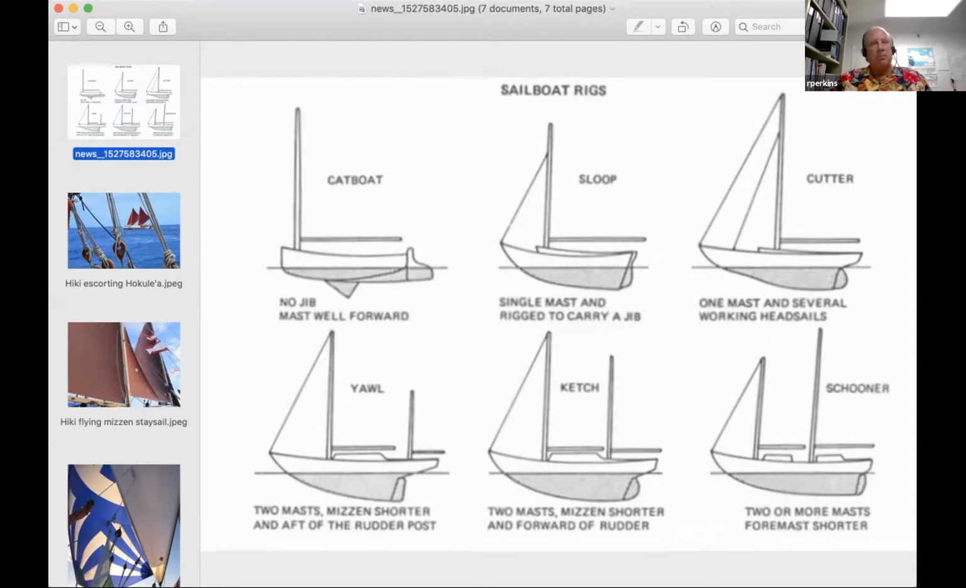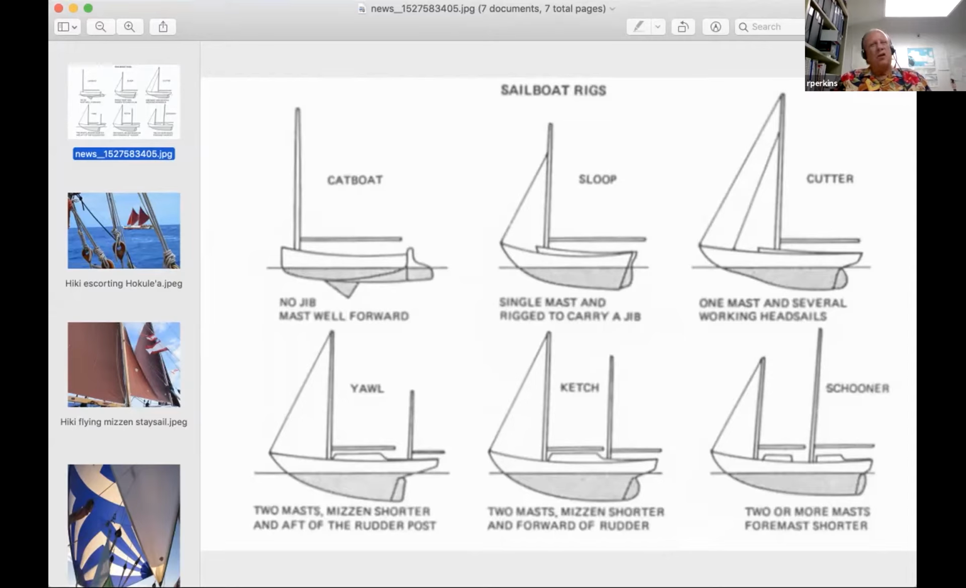So catboat. The next one, we'll see probably, I don't know, 3 or 4 billion of them, is a sloop. Very, very common rig. If you look at the mast, it's forward, but it's not so far forward that they can't fly a jib. So most sloops will have a mainsail and they will have a jib sail.